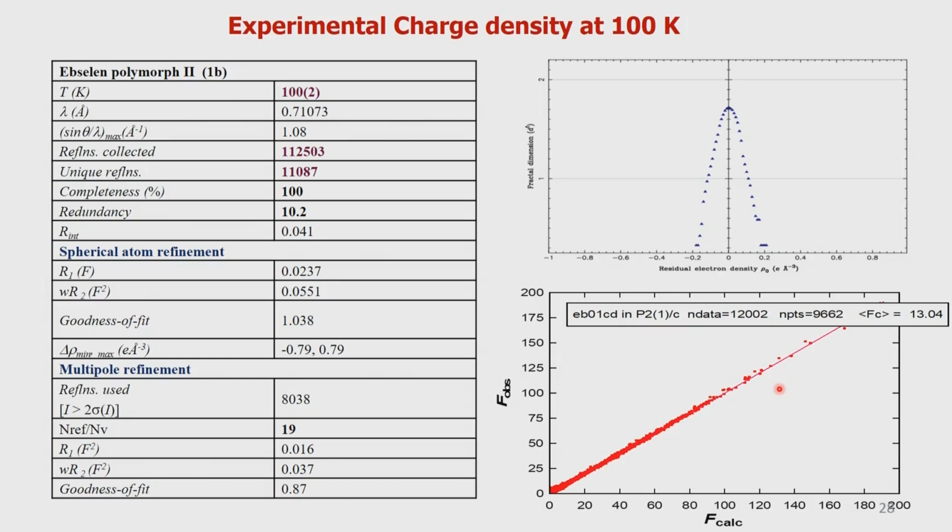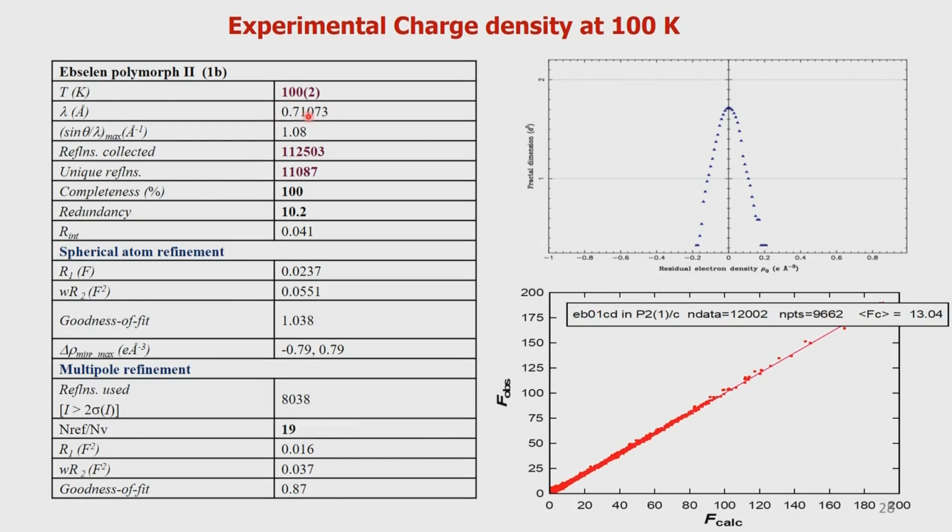We do not leave out the reflections now, and as you see from this, this is the structure of epsilon polymorph 2, which was done in our laboratory. It is supposed to be a drug, and the temperature at which the data was collected is 100. This was done by my student, Dr. Sajesh Thomas, who is now somewhere in Denmark. So he measured the data at 100 Kelvin, and the wavelength that is used is molybdenum.